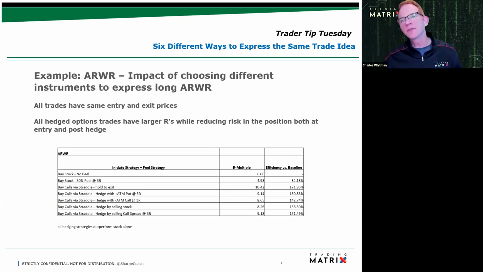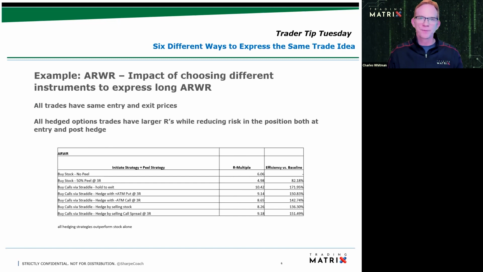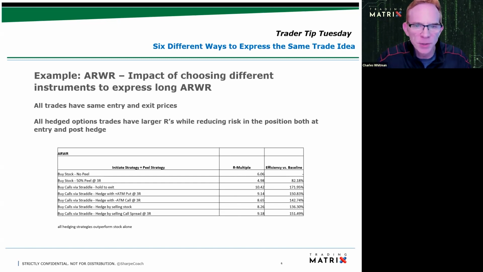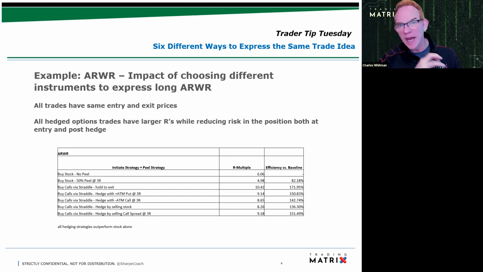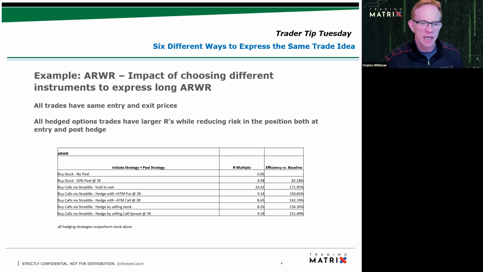So I love talking about options. So here's an example in ARWR where we look at different ways to express the same idea. In these examples, we're going to go through all trades that essentially have the same entry and exit prices, same dates, same times. And I want you to notice that all the hedged options trades here will have larger Rs, but they have less risk in the position, both at the time of entry and after the hedge.